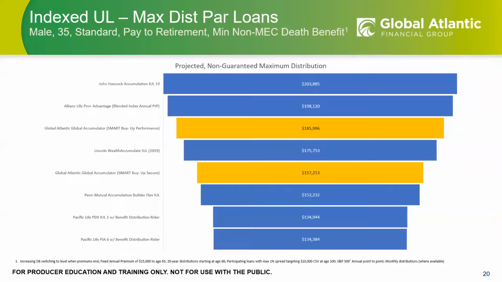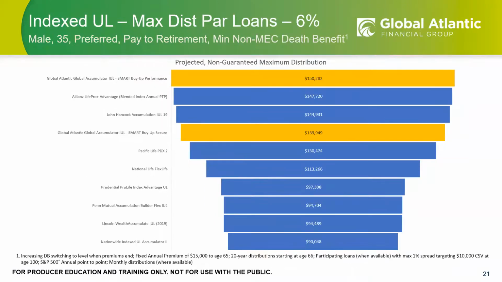When you look at us from a competitive standpoint, this is looking at a 35-year-old, paying to retirement, minimum non-MEC, so a traditional, max funded scenario. We're Global Accumulator, which is our buy-up option. We have two different buy-ups, which I'll walk through in a little bit, but very strong when you look at that accumulation and distribution. If we drop the illustrated rate down to 6%, our product moves up to the top of that grid.